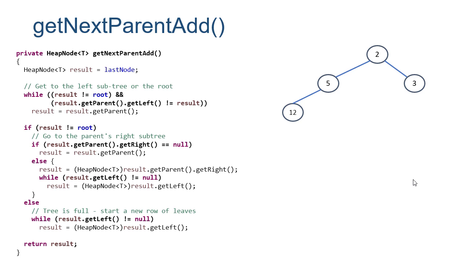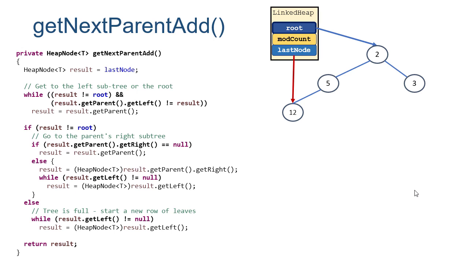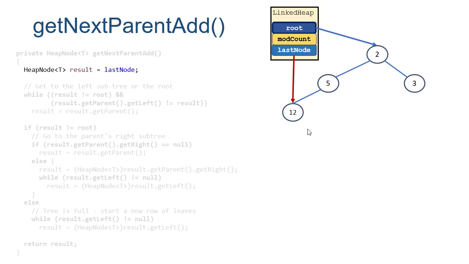The getNextParentAdd method can be really complicated if you just try to look at the code and understand how it works. And so I always recommend that you get a pen and paper out and trace out what's going on, because that definitely helps you see how that method works. So the first thing we're going to do with getNextParentAdd is get the last node. And in that case, that's 12. And we're going to set our result to that node.